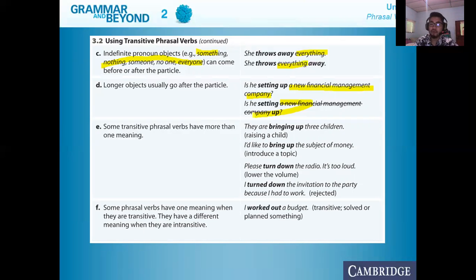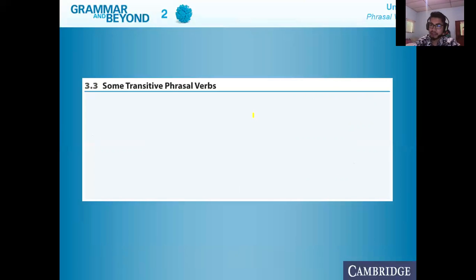In some of the cases, like worked out a budget, that's transitive. Remember that they can be transitive or intransitive depending on the situation and the meaning that you have in the sentence. I worked out a budget. That means I planned it, I figured it out, I came up with it. I worked out at a gym every day. Intransitive, because we cannot answer the question who or what with this kind of verb in this sentence. So with that, we continue and we're going to see some other uses.